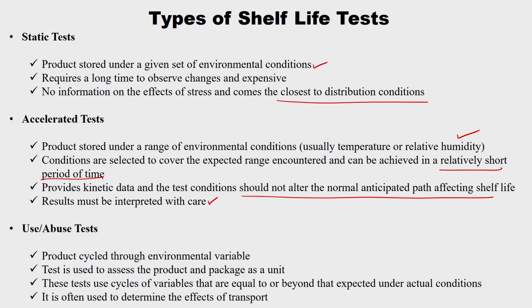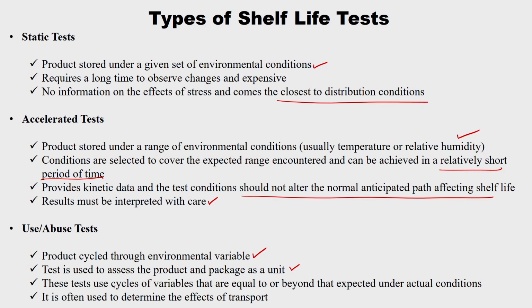And in the use or abuse test, the product is cycled through any environmental variable, because it has to see how many cycles it can go through at the particular temperature or relative humidity. This test is used to assess the product and package as a unit. So, as I said earlier, this is often used to determine the effects of transport. So, it obviously includes the product as well as packaging.